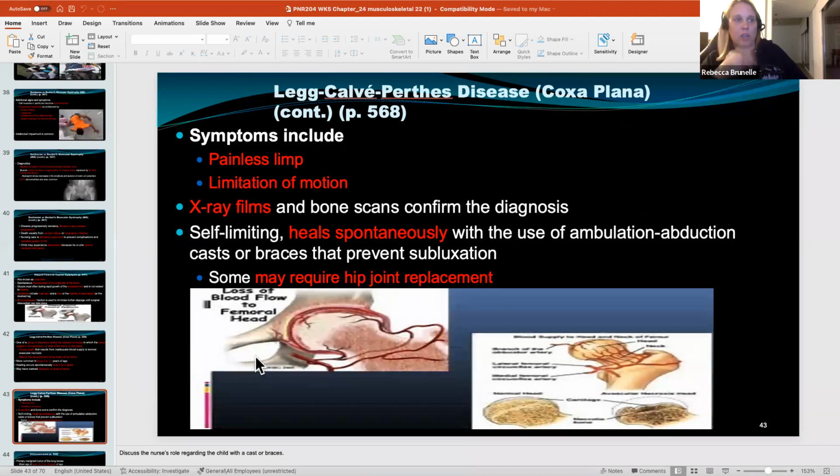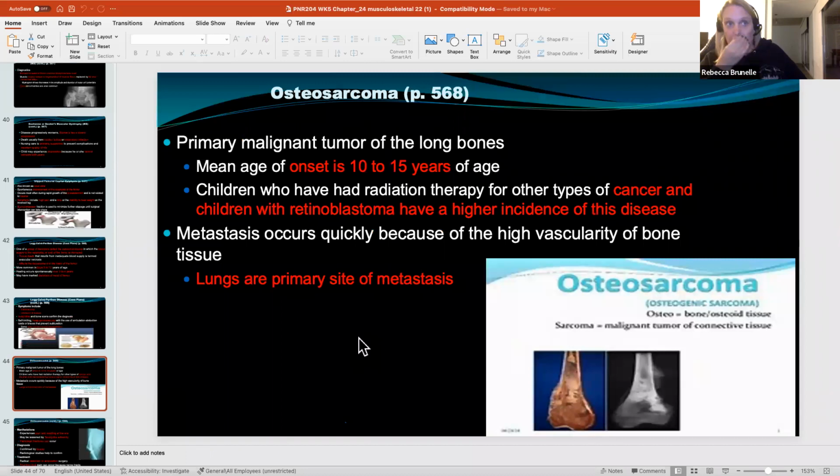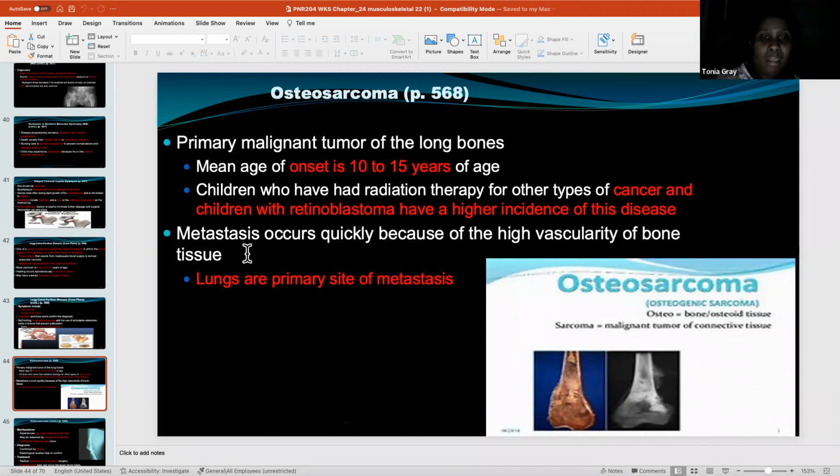So there's a couple of different bone cancers. There's the osteosarcoma, and the other one is Ewing sarcoma, but the first one is osteosarcoma. And this one has a high rate of metastasis. Does anyone know what it means if the cancer has a high rate of metastasis? What does that mean? Like it multiplies. Yeah, it multiplies and it goes to other places in the body.